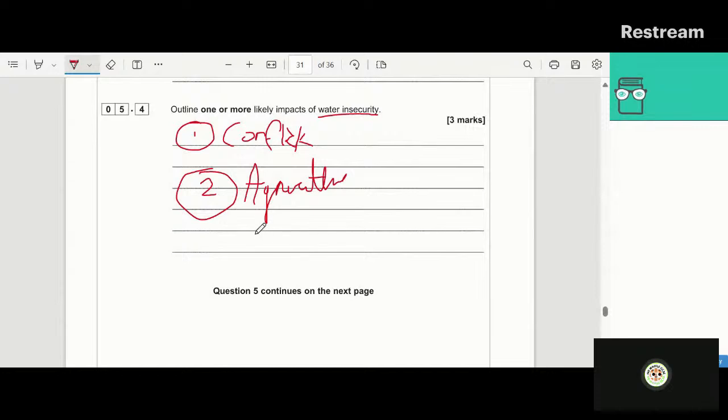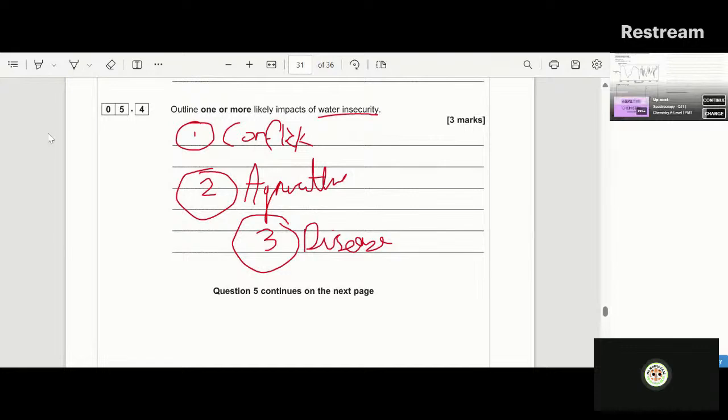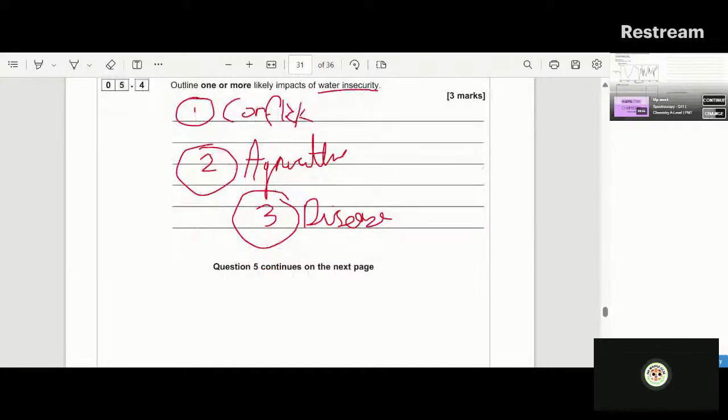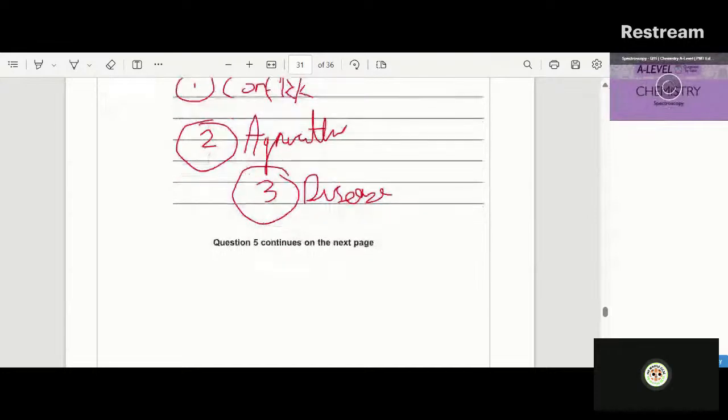You can also say disease as well, because if people are reliant on unhealthy sources of water, that is really, really bad. You're reliant on water that is probably disease ridden or has mosquitoes in it, which, as you know from biology, transfer the vector-borne protist disease of malaria.